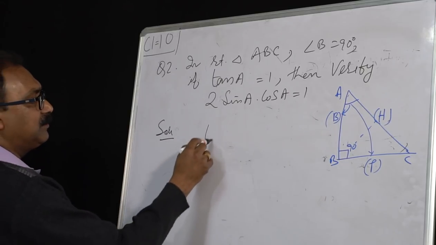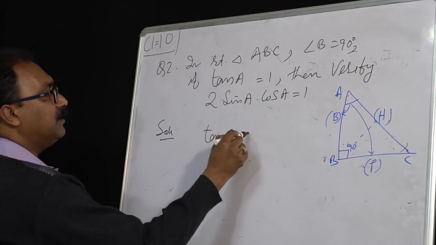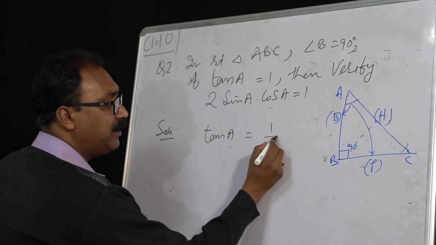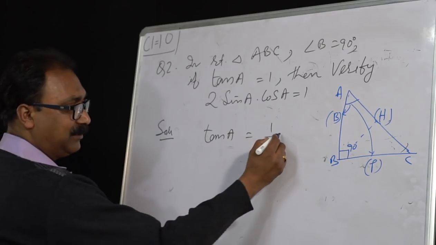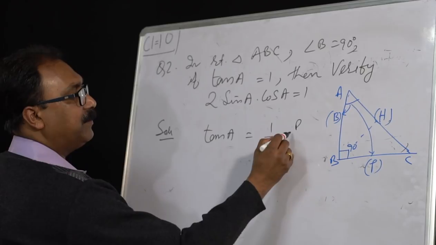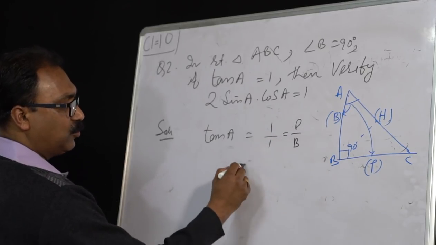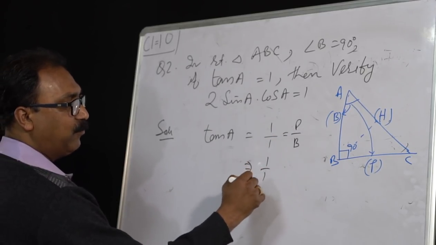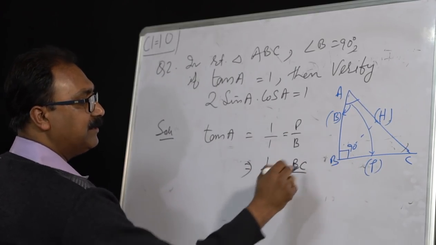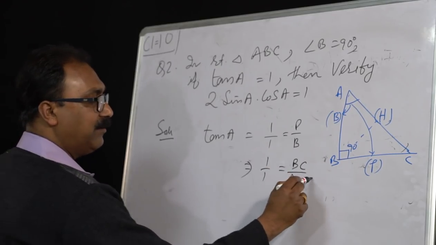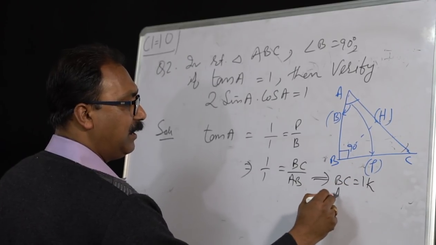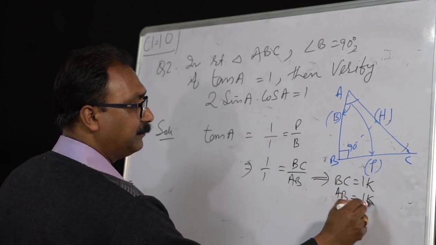Say they are given what? Tan A is equal to 1. There is a ratio, but nothing is given as the denominator, so we can consider 1. But we know the formula of tan A is perpendicular by base. So we can say 1 by 1 is equal to perpendicular, which is BC, by base, which is AB. So we can consider BC as 1K and AB also as 1K.